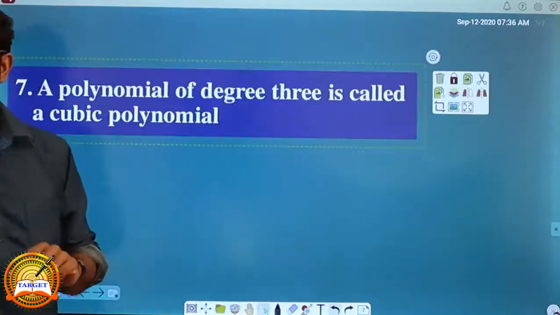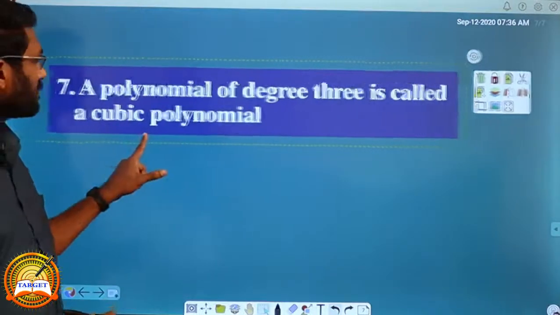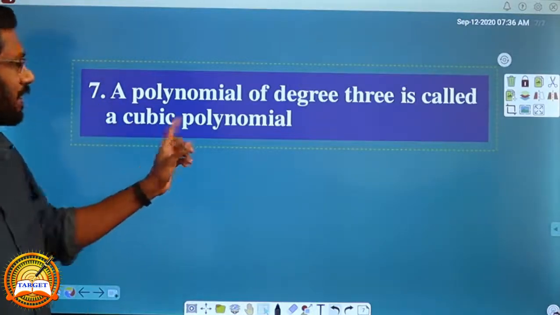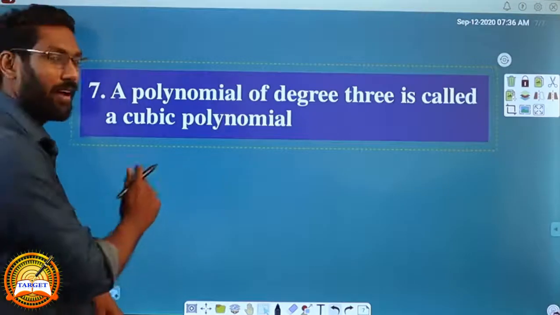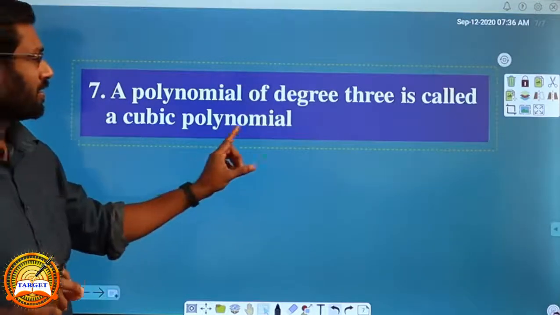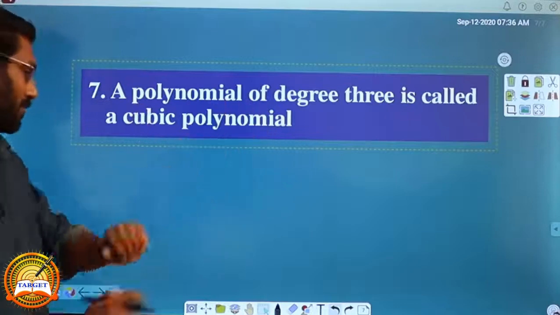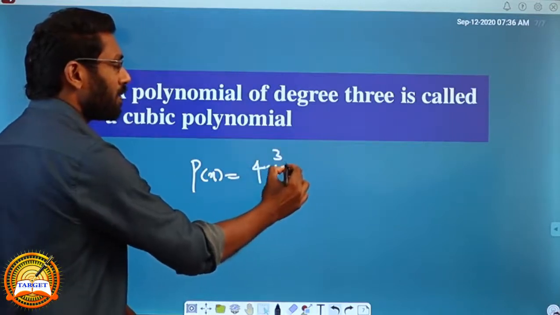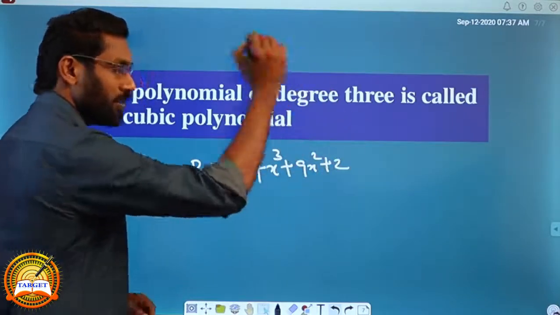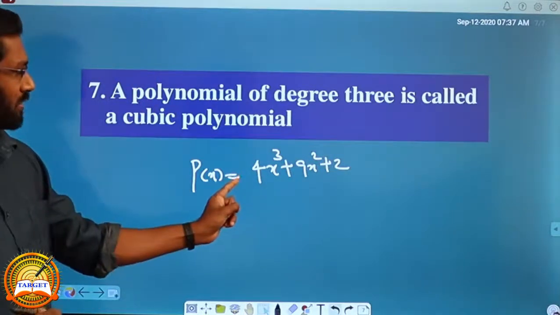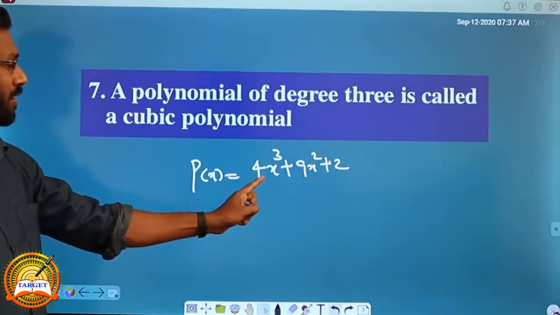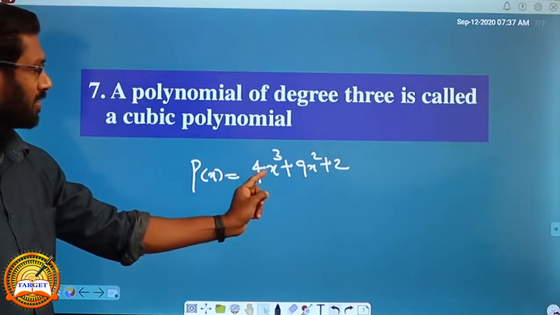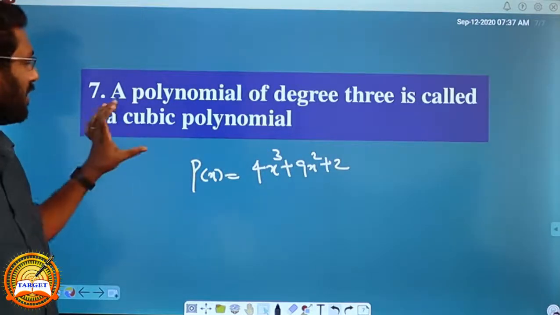Now we are going to discuss another type of polynomials, a polynomial of degree 3. A polynomial of degree 3 is called a cubic polynomial. That means the highest exponent of the variable in that polynomial is 3. Then it will be a cubic polynomial. Example, p of x equals 4x raised to 3 plus 9x square plus 2. Clearly x is the variable, and the highest exponent of x here is 3. Therefore, it is clearly a cubic polynomial.